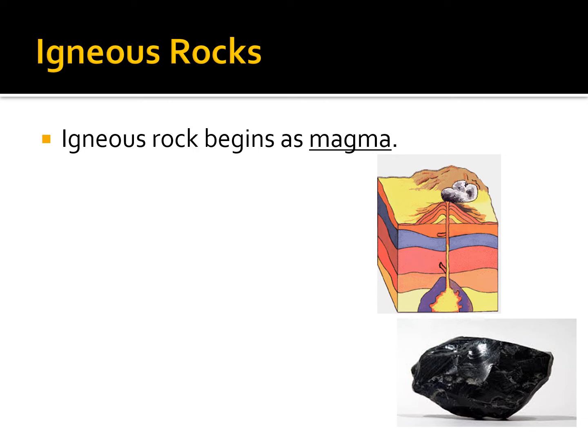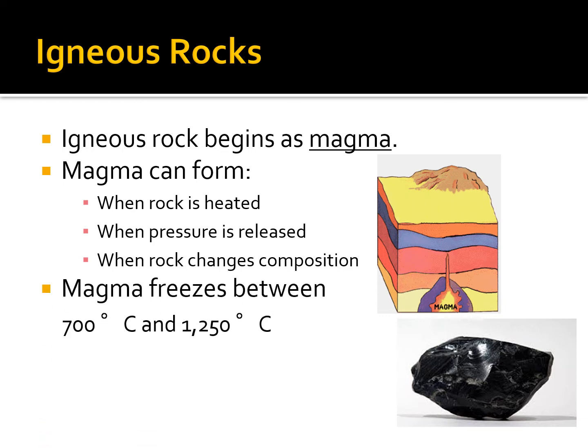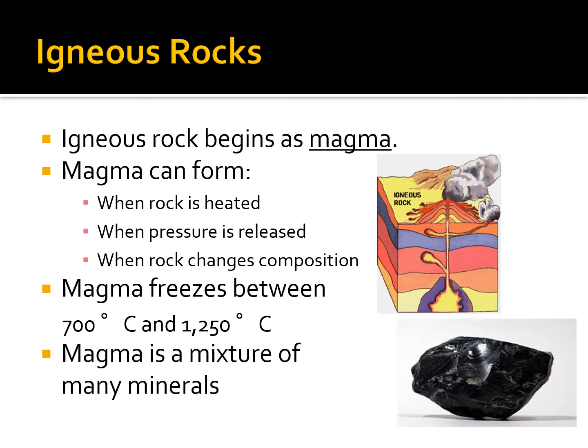Well, magma can form when rock is heated and melts. As it heats up, it will build up pressure under the surface. This pressure will then try to force its way to the surface. As it does, it can mix with many different types of minerals. Once it gets close to the surface or reaches the surface, it will cool and freeze around 700 to 1250 degrees Celsius. When it freezes, it turns into an igneous rock.